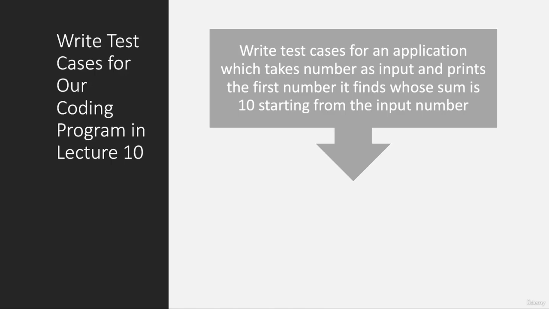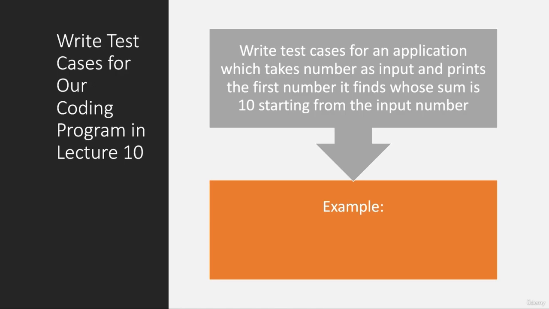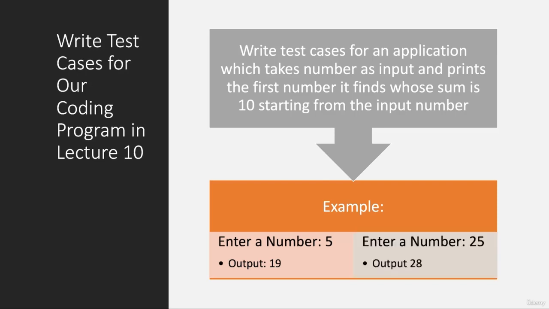So what I'm asking you to do is imagine that you don't know the code of that particular program that we discussed in lecture 10. Instead, you have to think of the system as a black box where you give an input and the system prints an output. For example, the application is going to prompt the user to enter a number. Let's say the user gives an input 5. The output will be 19 because 1 plus 9 is 10. That's what the application does. Here's another example. The user gives an input of 25. The application is going to print an output of 28 because 2 plus 8 is 10.